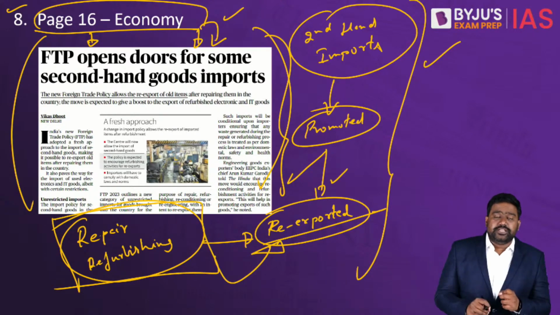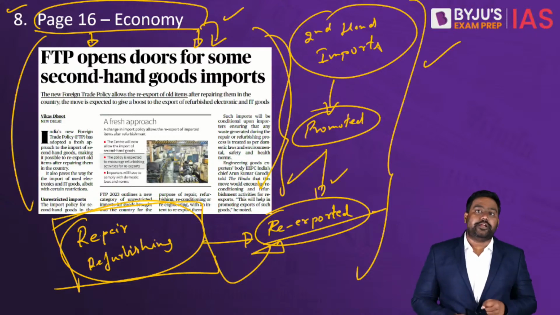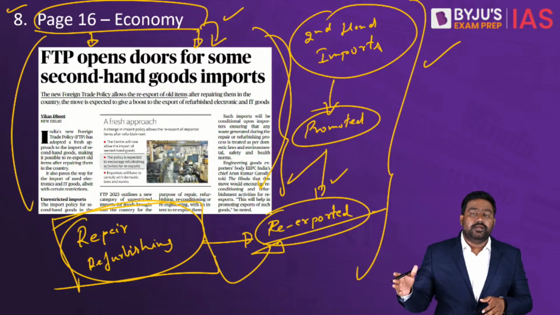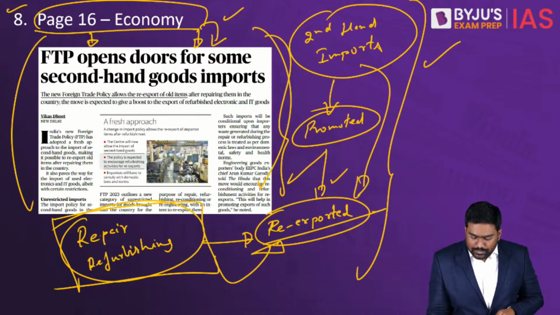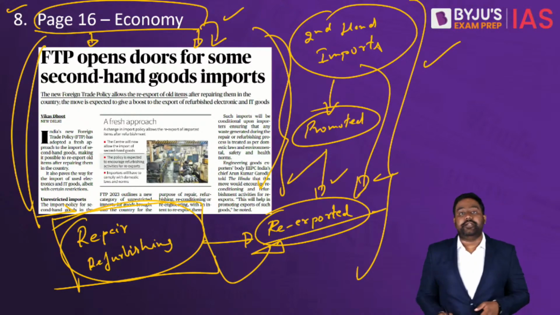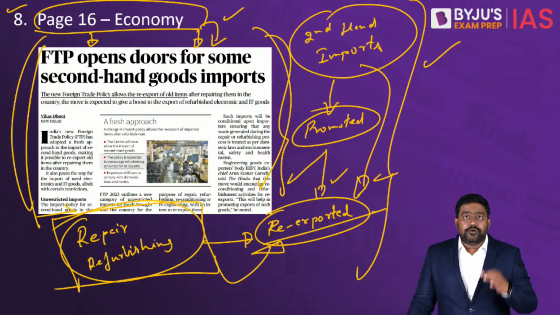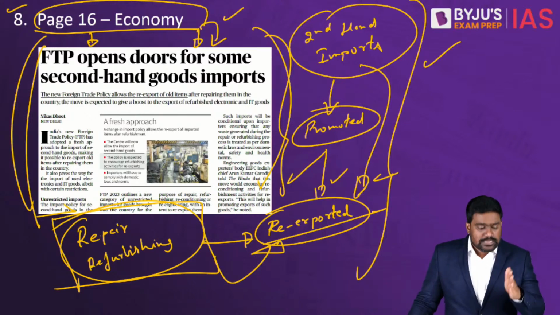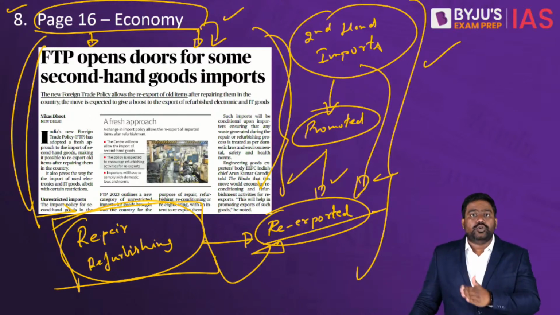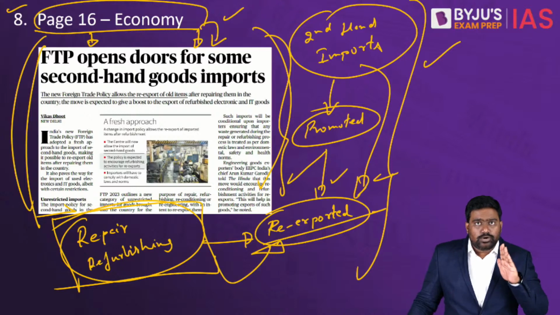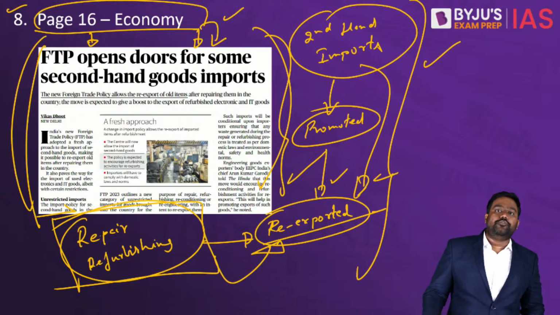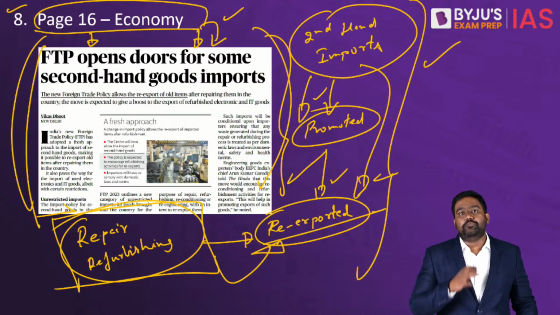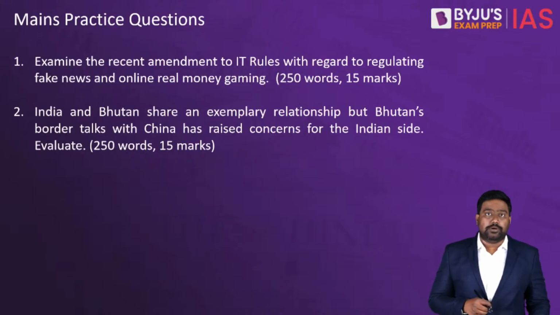All right? The condition is it should not be sold in the Indian market. Once these goods are repaired and refurbished, they have to be re-exported. Only then second-hand imports will be allowed without any limit. And the repair, refurbishing units in India, they have to follow the environmental standards to ensure these goods do not cause any hazard to the environment and human health. That's the only condition. And it will allow for free import of second-hand goods into India. So that's an important point for prelims with regard to foreign trade policy.